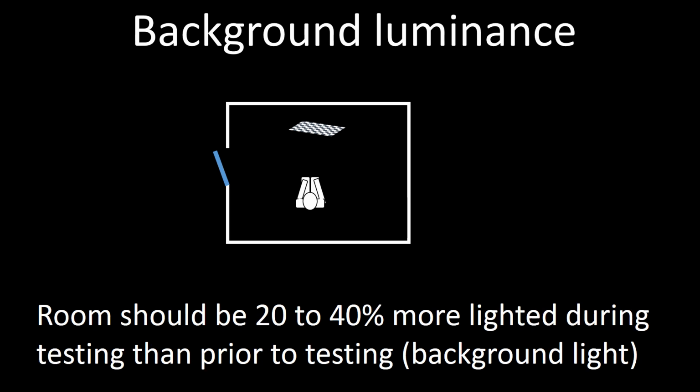And when the board is on, the room should at the most be 20 to 40% lighter or brighter than when the board is off. That is, before the testing of the board, the room should be darker. When the testing is taking place, it could be a little bit lighter, but not more than 40% than it was when the room was not being used for performing the test.